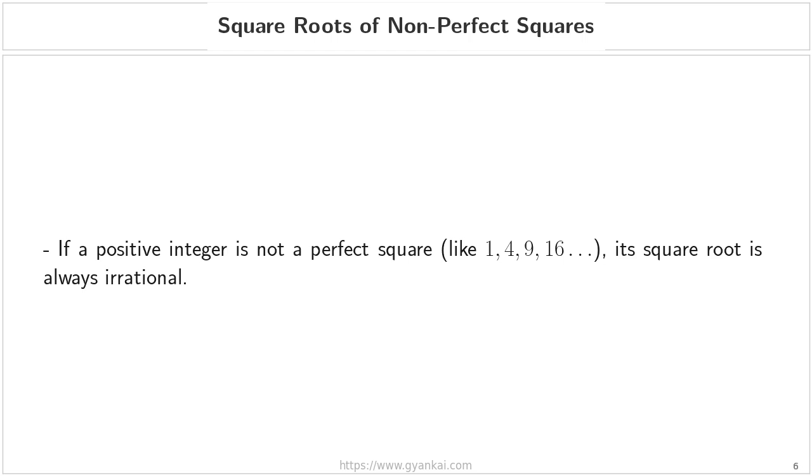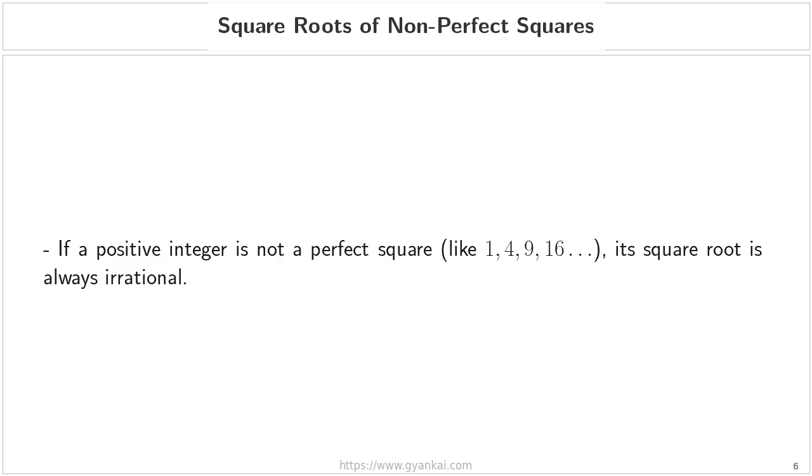Square roots of non-perfect squares. Now that we understand the general concept of irrational numbers through their decimal patterns, let's look at a very common way you will encounter them in your math problems: square roots. A great rule of thumb to remember is this: if you have a positive integer that is not a perfect square, meaning it isn't a number like 1, 4, 9, or 16, which we know are results of squaring whole numbers, then its square root will always be irrational.